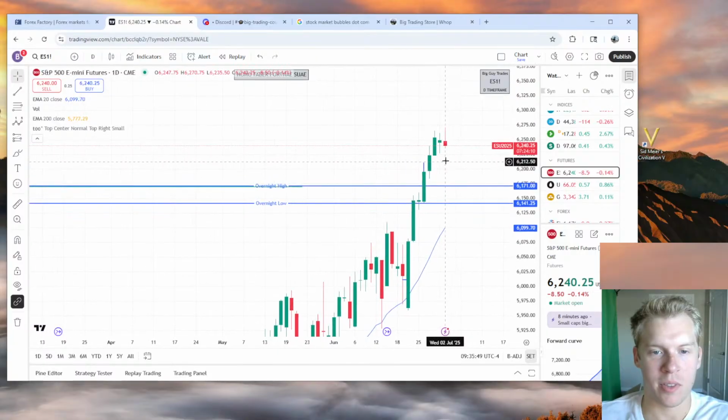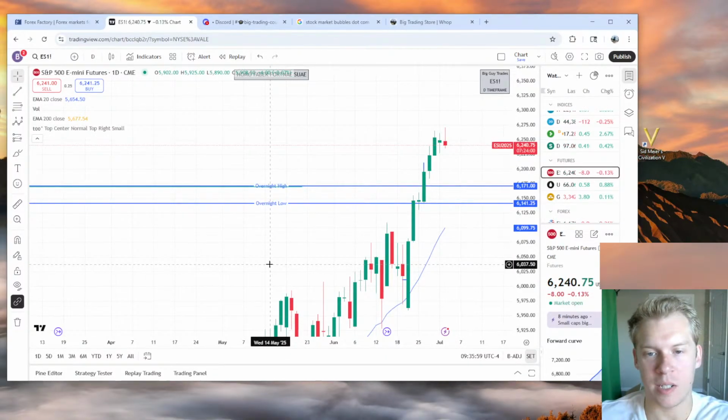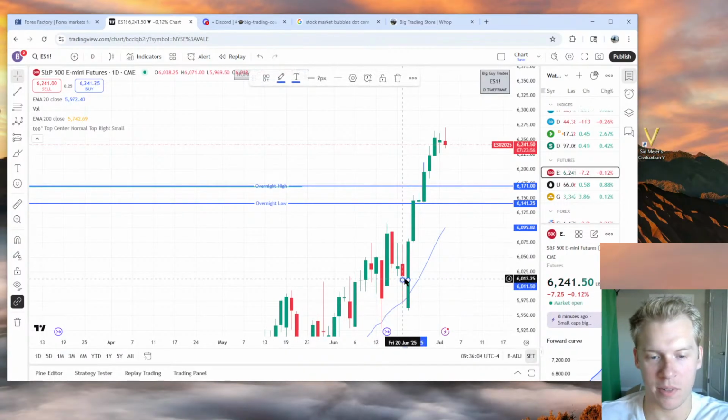Like I was saying with yesterday, I was thinking yesterday would probably end up inside Monday's range. So here's Monday's range, and yesterday ended up inside of that. So when you can start to identify things like that early in the day, that gives you an advantage for the rest of the day.